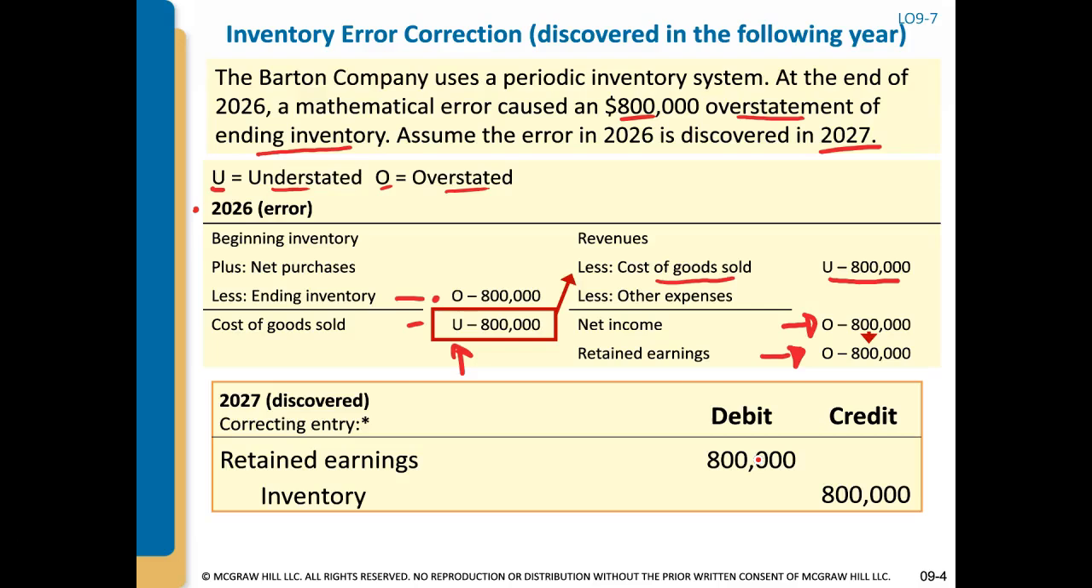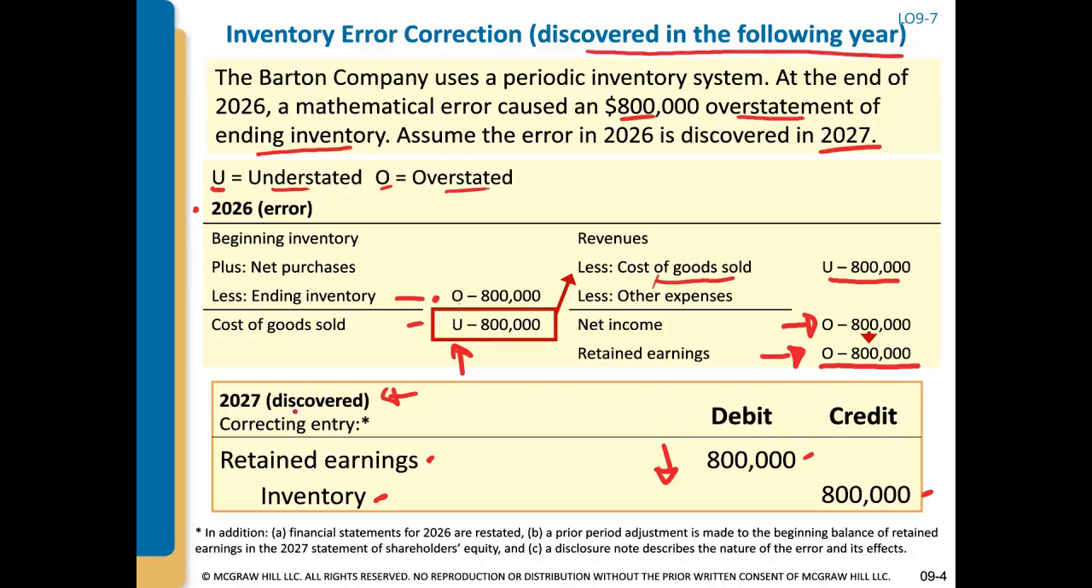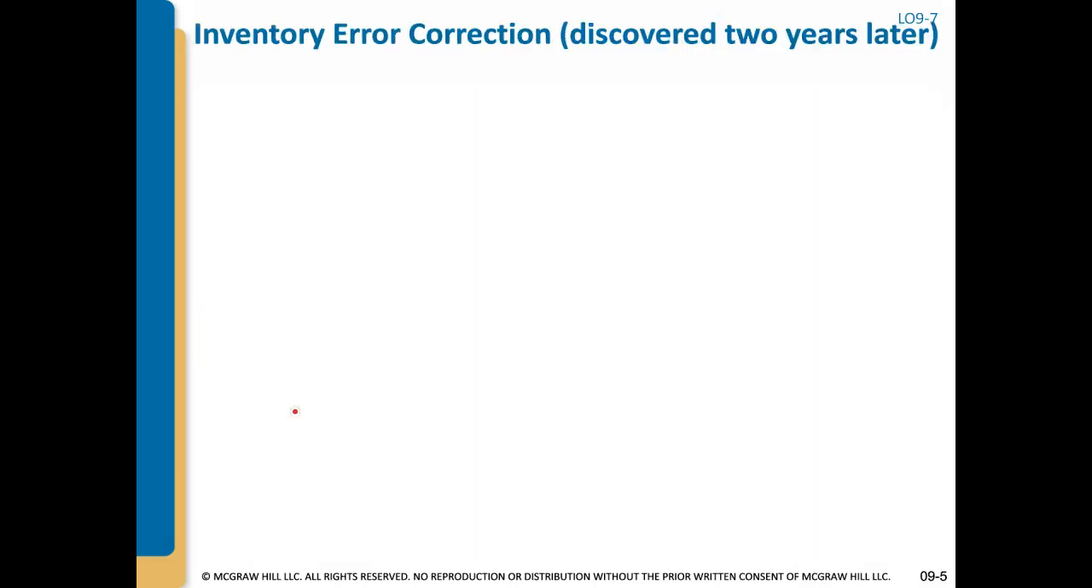That was discovered in 2027. So in 2027, if our ending inventory is overstated, we have to credit it because we have to reduce it by 800,000. The other side of the entry goes to a debit to retained earnings, because right now our retained earnings is overstated and a debit brings it down. So this is what you do when you discover an inventory error in the following year from when it happened.